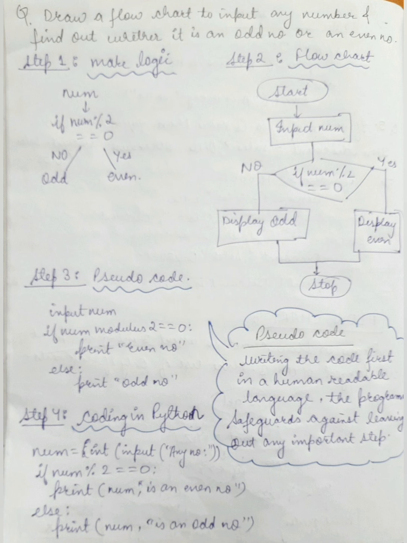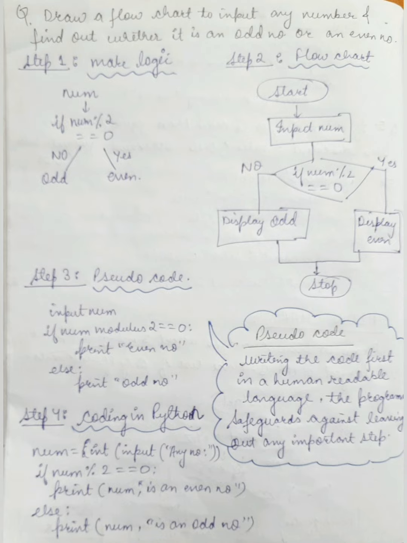Now we will move to another question. Draw a flowchart to input any number and find out whether it is an odd number or an even number. So first we have to make the logic. Step 1, num. Then if num modulus 2 is equal to 0, and the condition is satisfied, it will print yes, it is an even number. Or if the condition is not satisfied, it will print the given number is odd.